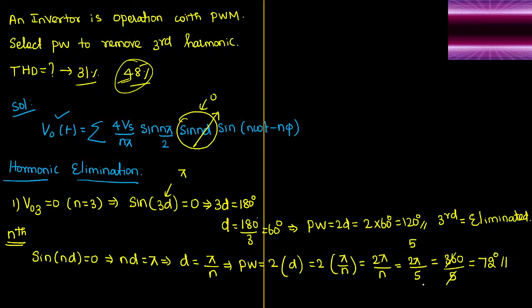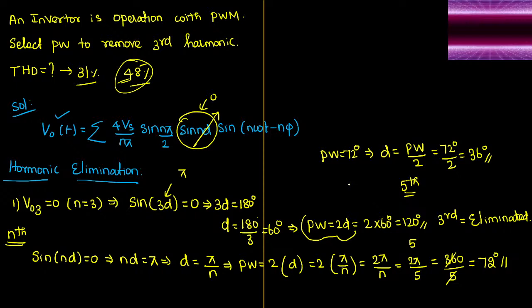If I fix the pulse width as 72 degree, from this I can say the displacement angle. How will you do that? Displacement angle equal to pulse width divided by 2. Why, sir? Because we know pulse width equal to 2 times d. So from this I can say 72 degree by 2 is equivalent to 36 degree. So if the value of displacement angle becomes 36 degree, then automatically the fifth order harmonic will be eliminated. That is how we are estimating the desired pulse width from the given expressions.